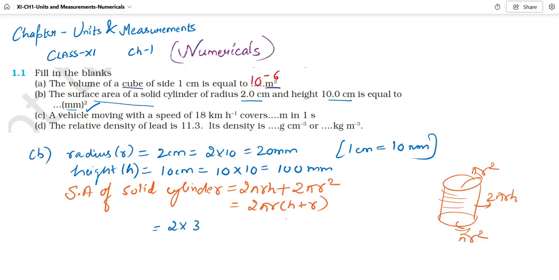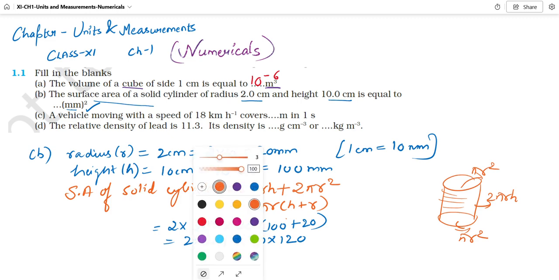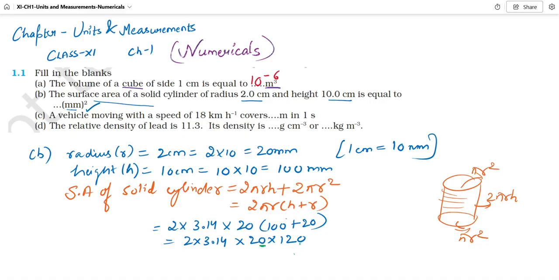2 into pi, we can take as 3.14. What is the radius given to us? 20. Then h is 100 plus 20, right? So that makes it 2 into 3.14 into 20 into 120. Now I can use these two zeros in order to simplify. Please pay attention, these are the two zeros.